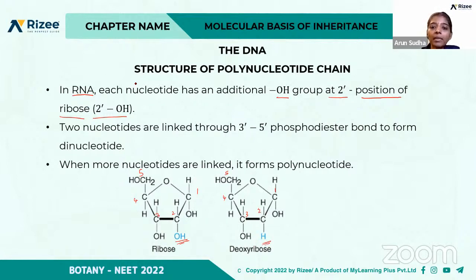So in RNA, each nucleotide has an additional hydroxyl group at the 2' position of the ribose. Okay. The two nucleotides are linked through a 3' to 5' phosphodiester bond to form a dinucleotide. So two nucleotides are linked by means of a 3' to 5' phosphodiester bond. When more nucleotides are linked, it is a polynucleotide. So many nucleotides link together to form a polynucleotide. Okay.